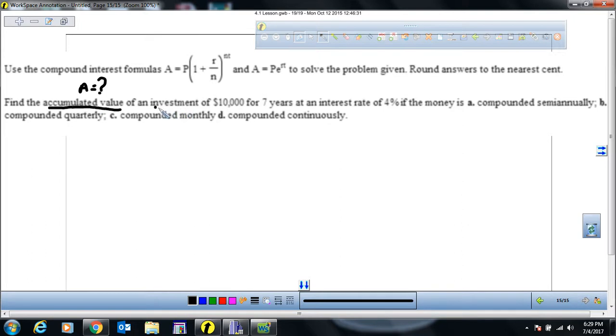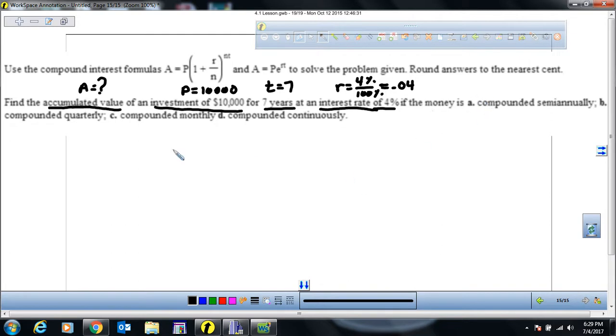If I invest $10,000, that is my P. The P represents the principal balance, which is my initial investment. For 7 years, that's the time, so it's invested for T equals 7 years. At an interest rate of 4%, but the interest rate must be given in decimal form. To make 4% a decimal, all we have to do is divide it by 100%, which is the same as moving the decimal 2 times to the left. So that becomes 0.04.